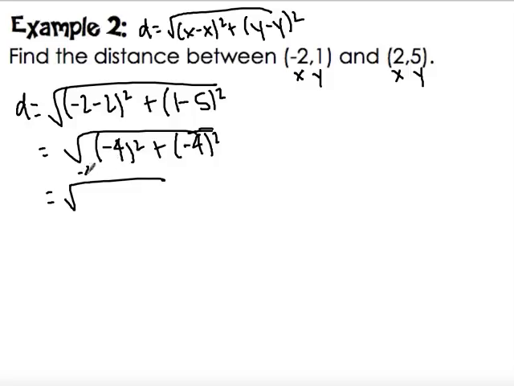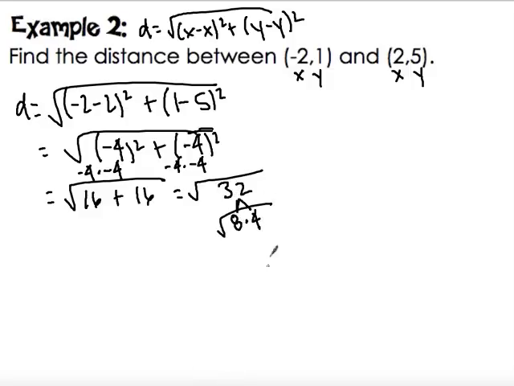Negative 4 squared is as good as negative 4 times negative 4, which gives you positive 16. So since this one's also negative 4 squared, it would also be positive 16. 16 plus 16 gives you the square root of 32. 32 is not an example of a perfect square, which would mean that it would come out to be a whole even number. But I can break down 32 using a factor tree. Two numbers that will multiply to give me 32 would be 8 and 4. I can keep going because I can break 8 down to 4 times 2. And I can break 4 down to 2 times 2.